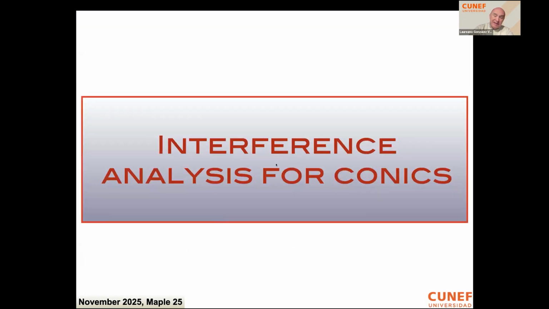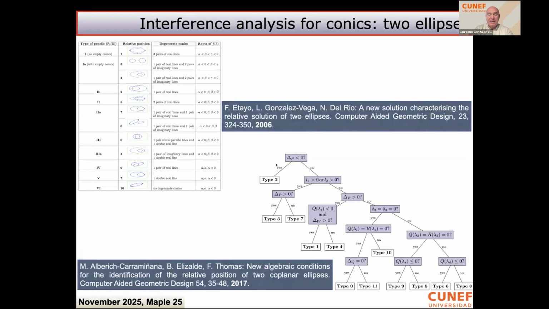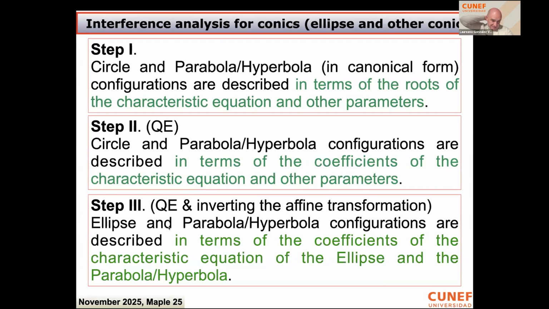So, moving to the general case: the case of two ellipses was solved completely. For each geometric configuration, we have a concrete formula characterizing this configuration. And what we are doing now is moving to a more general case, for example, one ellipse together with a parabola or hyperbola. And both cases follow in the same way.